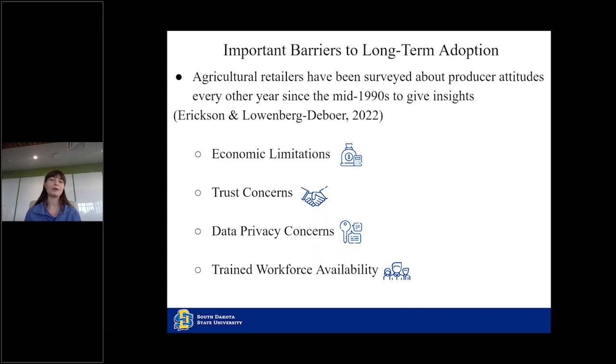So some important barriers to long-term adoption were identified in a survey. So agriculture retailers were given a survey every other year since the mid-1990s to provide insights about how their producer clients and their attitudes on precision agriculture technology. I'm going to be referring to these 4 barriers that were discussed in Erickson and Lowenberg de Boer 2022 publication. So that is economic limitations, trust concerns, data privacy concerns, and trained workforce availability.